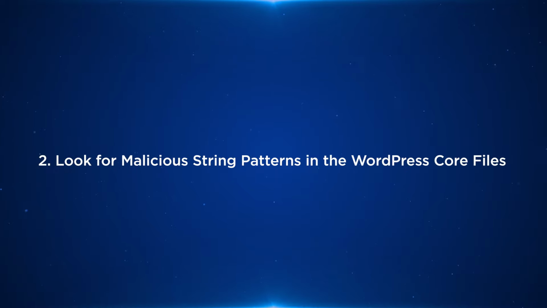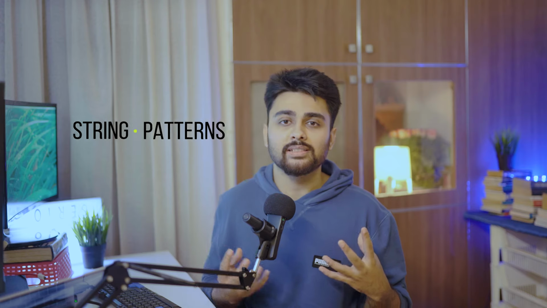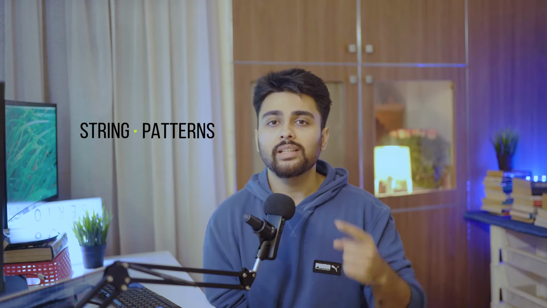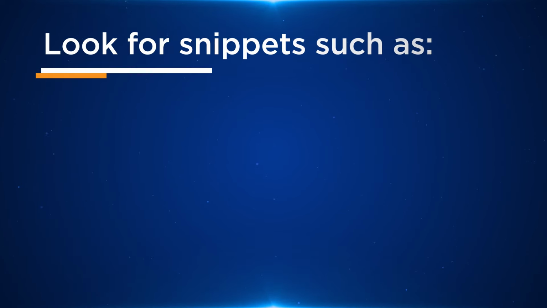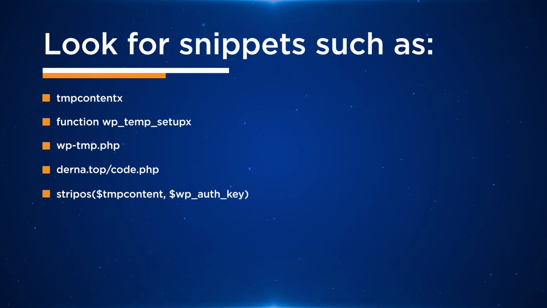Number 2, look for malicious string patterns in the WordPress core files. WordPress core files are made of essential code that helps the website function normally. This is a good place to hide malicious code, hiding in plain sight if you will. Most malware will leave recognizable patterns called string patterns that you can search for. Start looking in these files. Look for snippets such as these. These are PHP functions that are commonly used in malware, and it's a good place to start investigating.